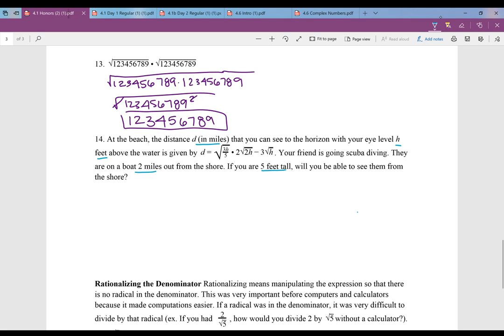So we're going to plug 5 in for h because that's how tall we are. So our distance is going to be equal to the square root of 3 times 5 divided by 5, times 2 root 2 times 5 minus 3 root 5. Okay, now I want you guys to pause your video, try and simplify this on your own, and then press play and see if you get the right answer.